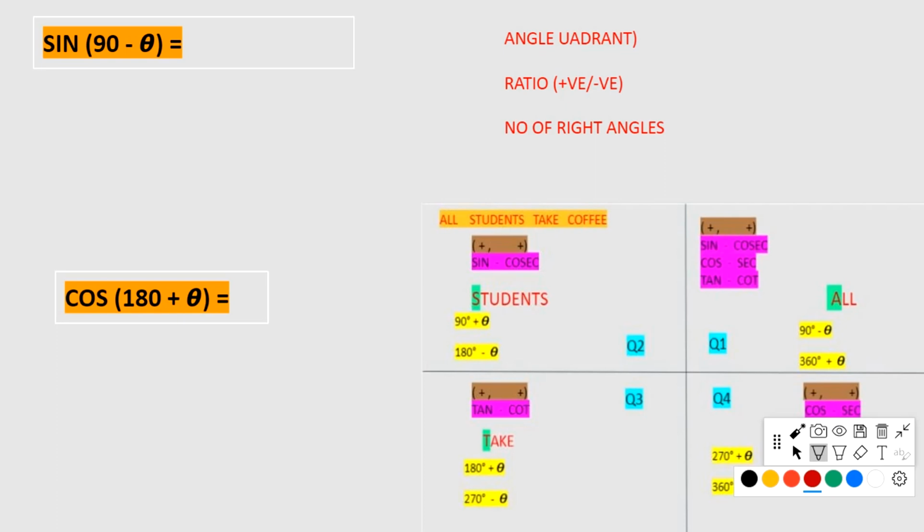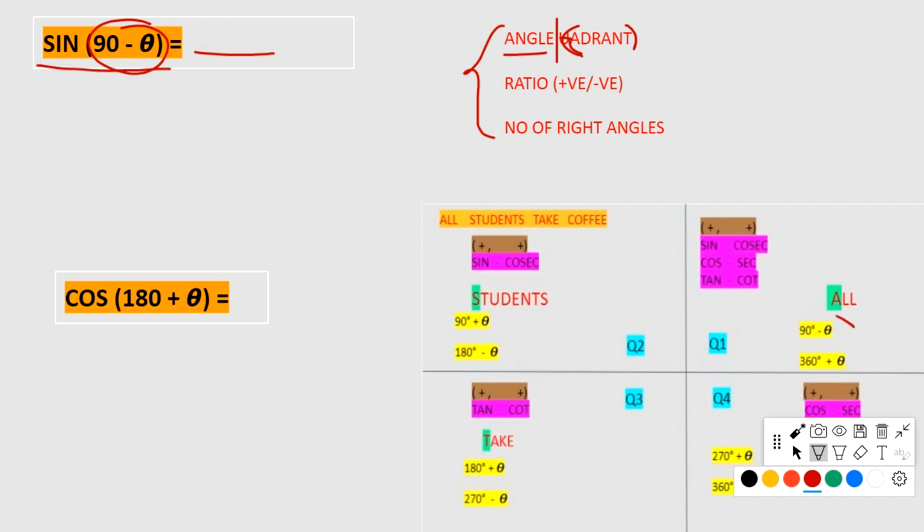First, sine of 90 minus theta equals dash. This is one of the most important questions. In academic and competitive exams, this type of question is asked many times. Please observe carefully. The answer is very simple. Here you can observe 3 steps. First one, angle. The angle is 90 minus theta.